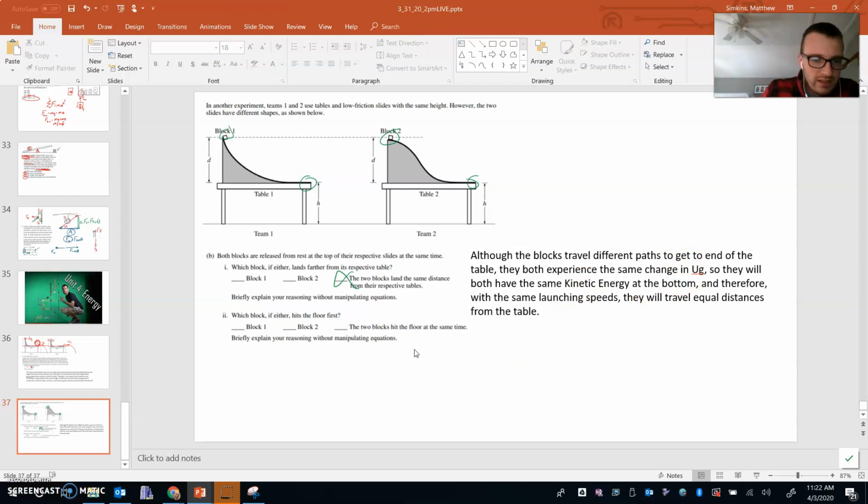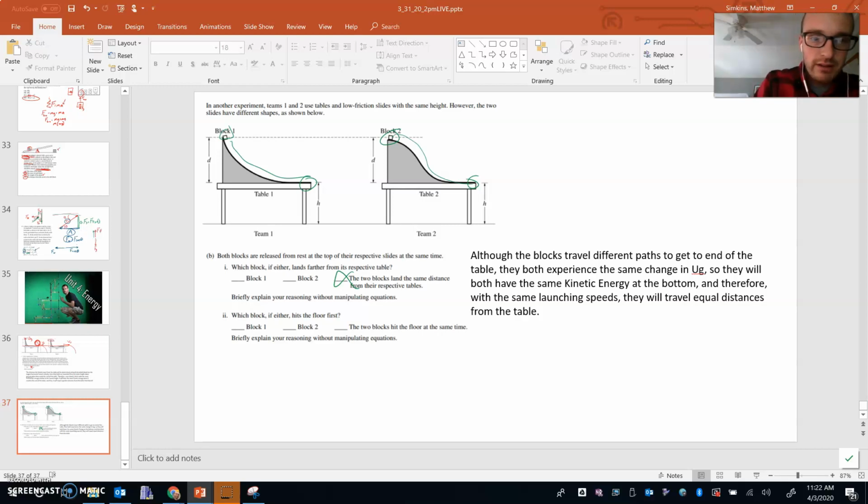Part 2, which block, if either, hits the floor first? All right, so now we're talking about time, but you got to be real careful, okay? Because it says that they're both released from the top, and you're real tempted to be like, well, they travel the same horizontal distance, so obviously they hit the ground at the same time. Or do they? Let's consider how these blocks would move. This guy is going to yeet down the ramp really fast, the physics technical term. And this one is going to be, yes, it will arrive with the same speed at the bottom, but you notice that it's taking a longer path.